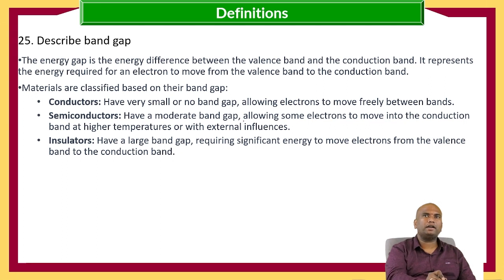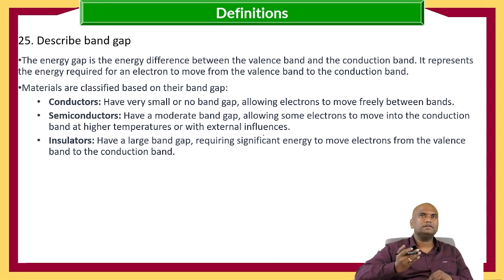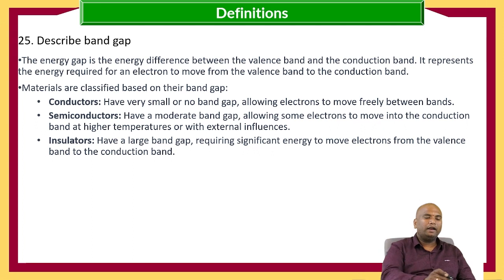Semiconductors have a moderate band gap, allowing some electrons to move into the conduction band at higher temperatures, with external influences, or by applying some voltage. And insulators have a large band gap, requiring significant energy to move electrons from the valence band to the conduction band.